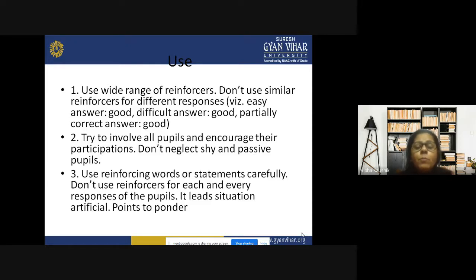Try to involve all people and encourage their participation. You have to encourage or involve all people in the teaching learning process, and don't neglect shy and passive people. Use reinforcing words. Reinforcing words can be given. State clearly. Don't use reinforcement for each and every response to the people; it leads to an artificial situation.